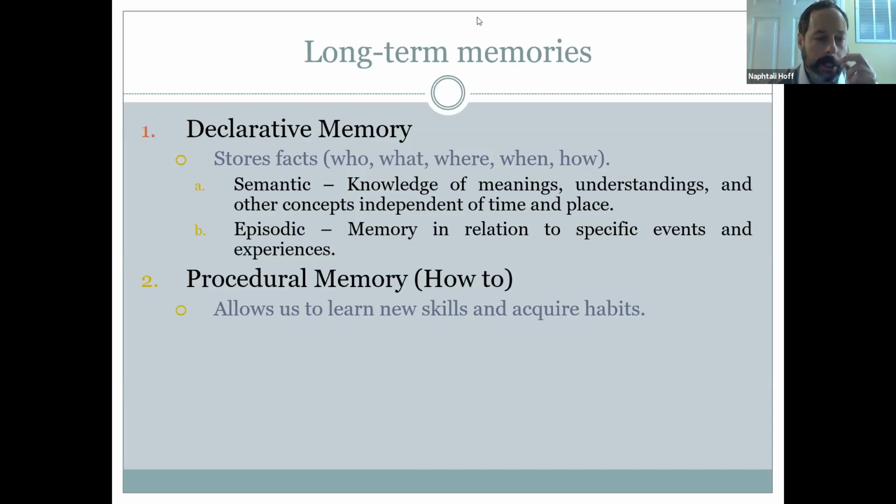So that's all declarative memory. That's information. Separate from that is procedural memory, which is how to do things. Riding a bike, for example, is procedural. Turning on a computer, using Zoom, right? Engaging your students, especially remotely.